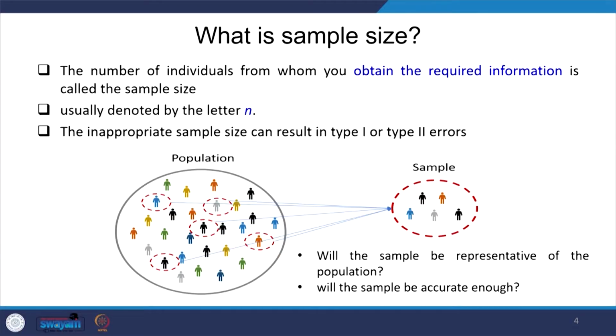An inappropriate sample size can result in type 1 and type 2 errors. Here we have given a population within a design, and from there a sample is taken. Some samples are selected, but whether this sample size is correct enough or not is to be discussed. Will the sample be representative of this population unit which we have just marked? Will the sample be accurate enough?